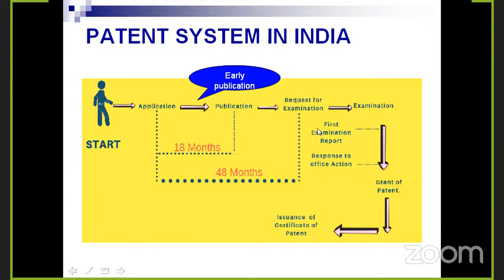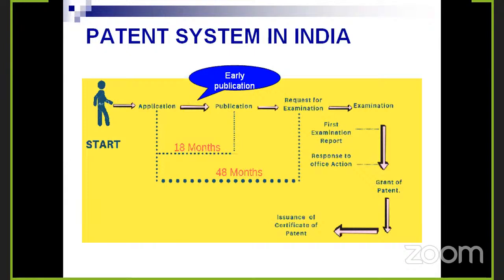This report will mention first of all inconsistencies in terms of the drafting style or the format. If there are any, all those will be reported and you need to correct them. Secondly, if there are any close prior arts because of which the examiner feels that your invention is not novel or not unique, that will also be pointed out in the examination report.